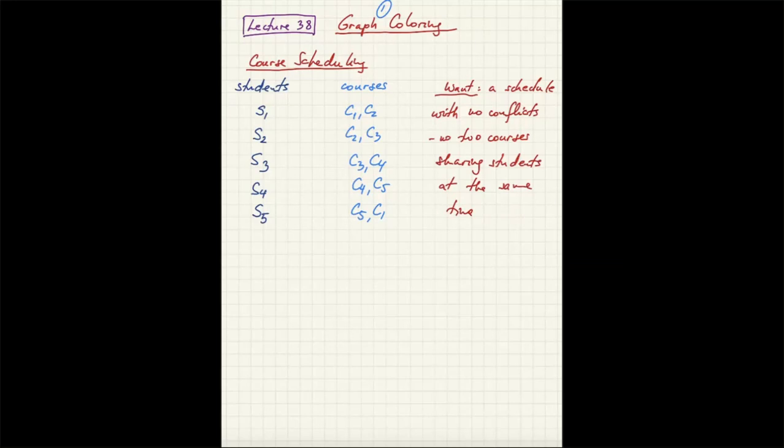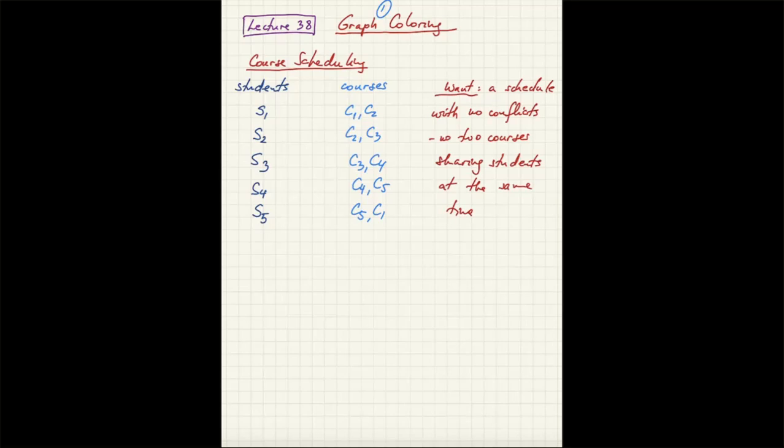Suppose we have a collection of students, let's call them S1, S2 up to S5, that are taking some courses. Let's call them C1, C2, up to C5. In this case, it just happened to be the same number. What we want is to create a schedule for these courses that has no conflict. That means that we want no two courses sharing students to be at the same time.